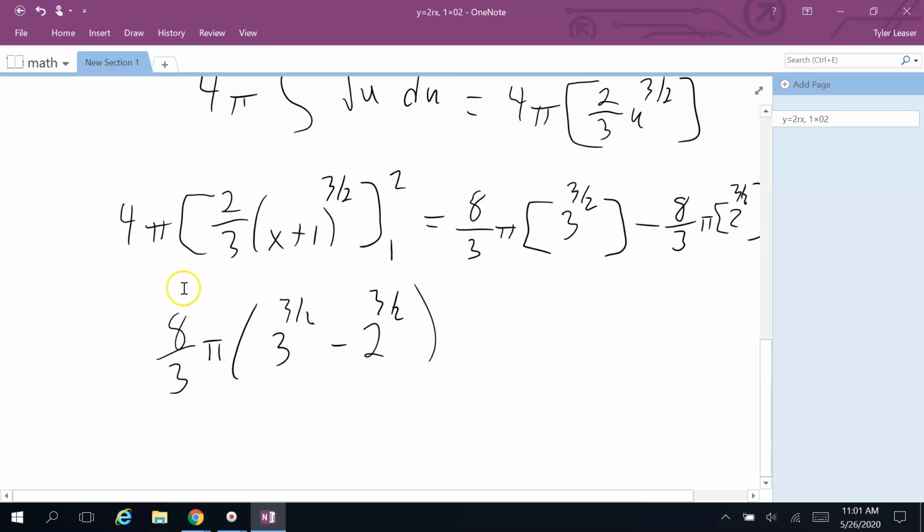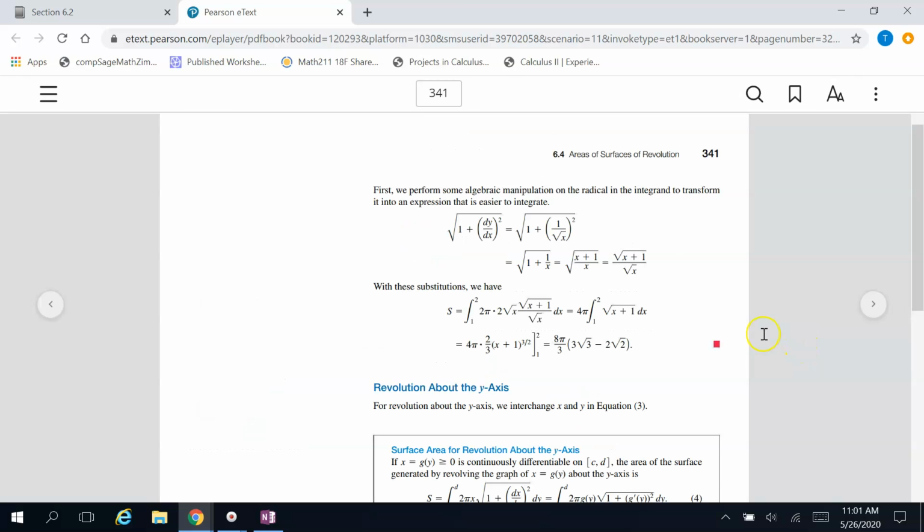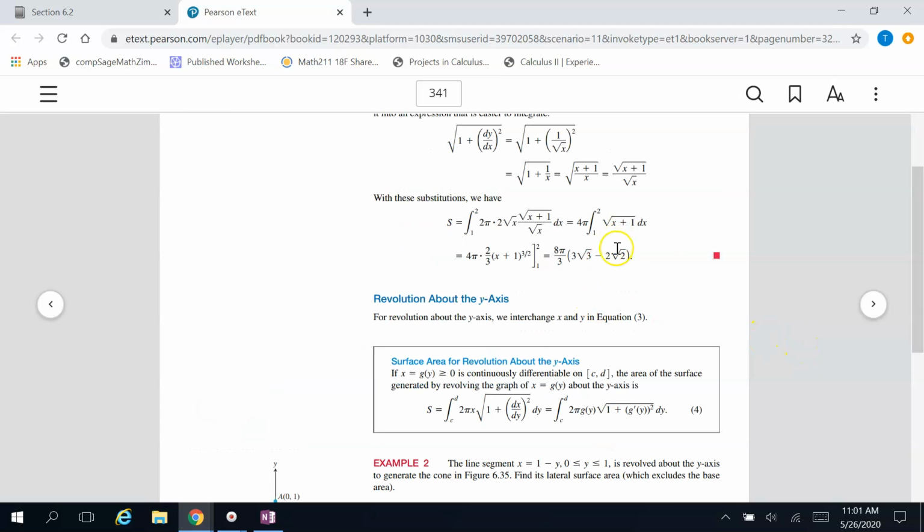I'll go over to the book to see how they write it. Probably on the next page here. They write it like this. Yeah, so same thing, right? 8 pi over 3. 3 to the 3/2 is the same thing as 3 to the 1 times 3 to the 1/2, so they write that as 3 root 3. 2 to the 3/2 is the same thing as 2 root 2.